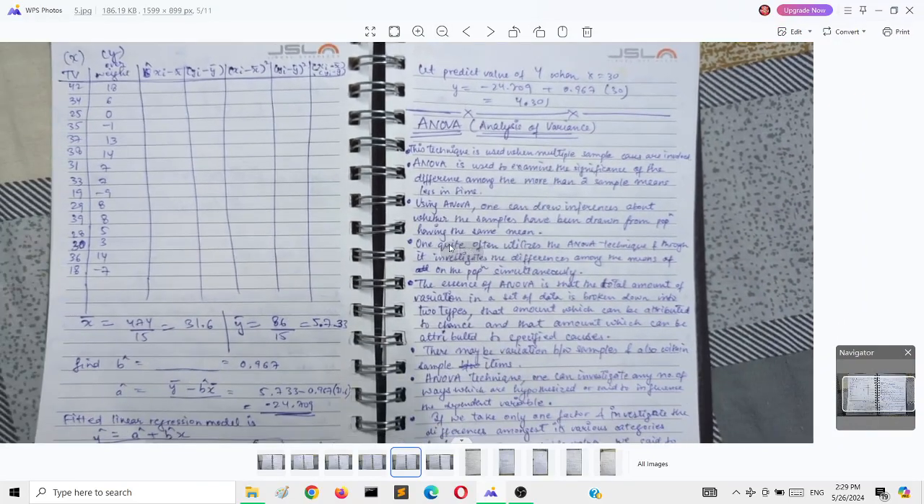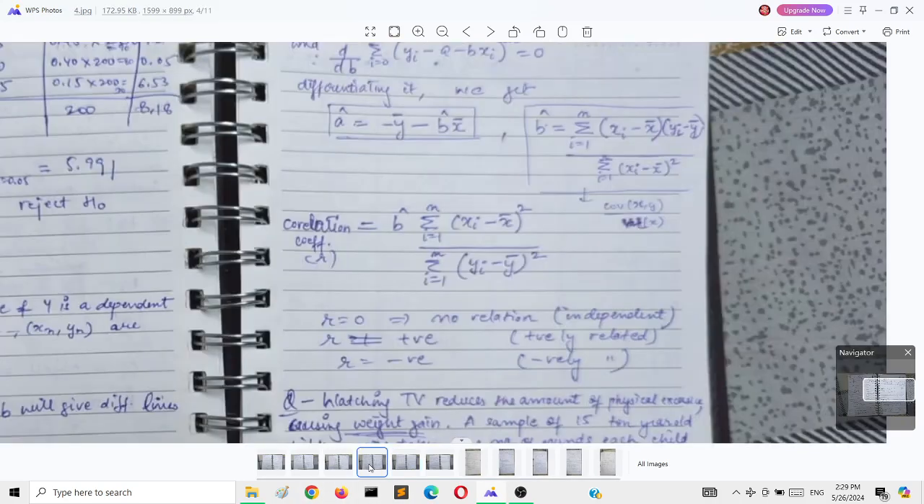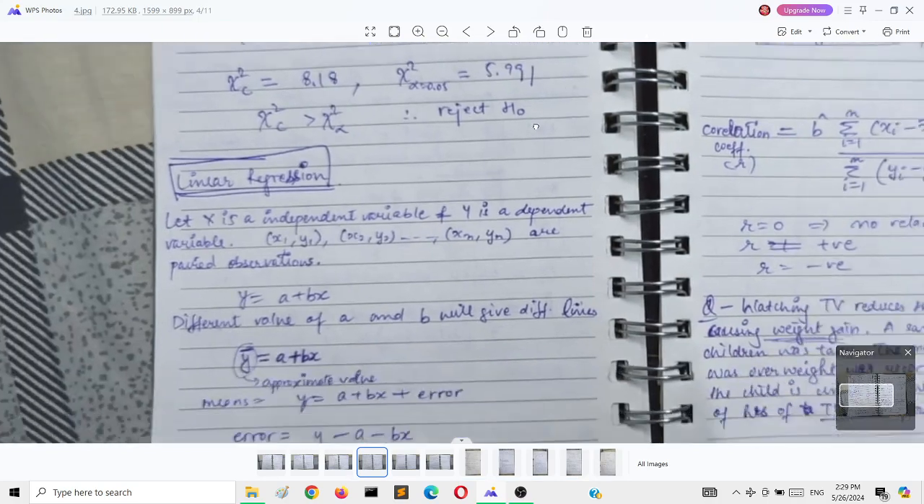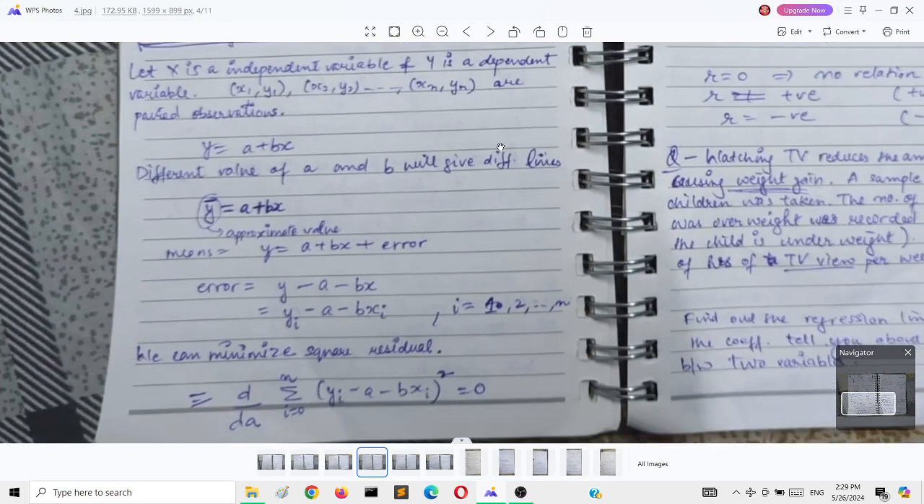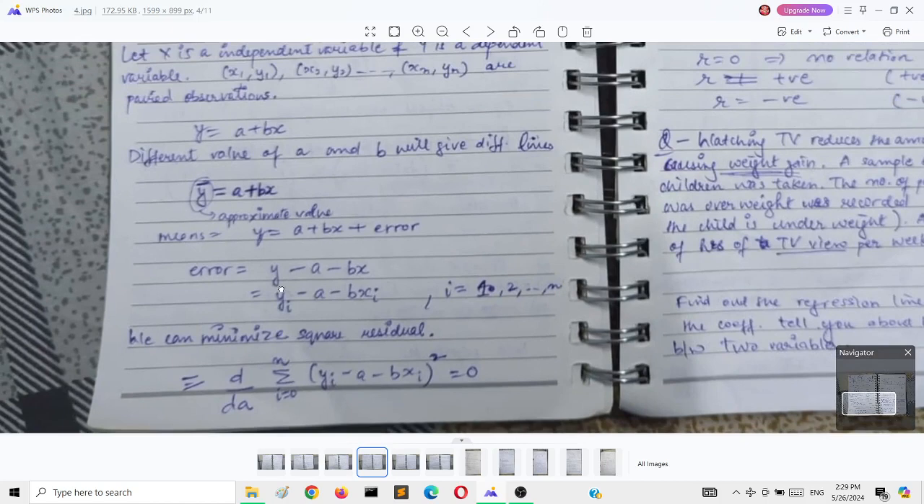And in the next problem we will consider ANOVA. So let me review the steps of regression. First, linear regression: you already know y equals mx plus c. Here we have a plus bx, where b is the slope and a is the constant, or intercept. Then the error term is y minus a minus bx, because error comes there. Y is the actual value, x is the actual value, and a and b are your parameters, and the error is the difference between these.